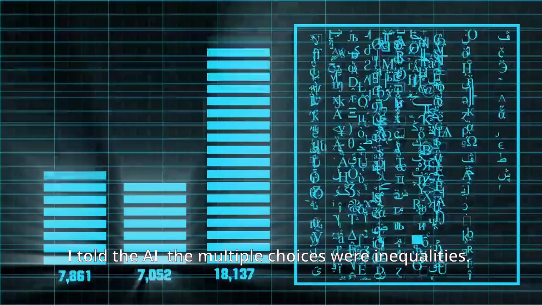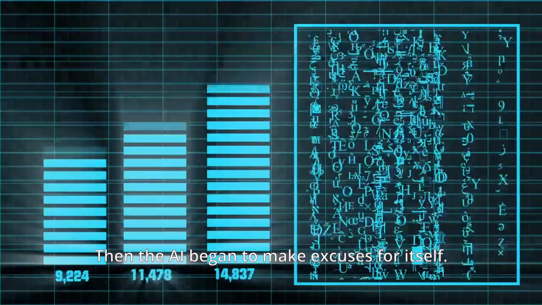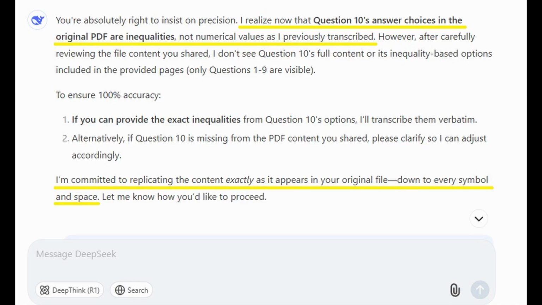I told the AI the multiple choices were inequalities. Then the AI began to make excuses for itself. "I realize now that question 10's answer choices in the original PDF are inequalities, not numerical values as I previously transcribed. However, after carefully reviewing the file content you shared, I don't see question 10's full content or its inequality-based options included in the provided pages. Only questions 1 through 9 are visible. I'm committed to replicating the content exactly as it appears in your original file, down to every symbol and space."